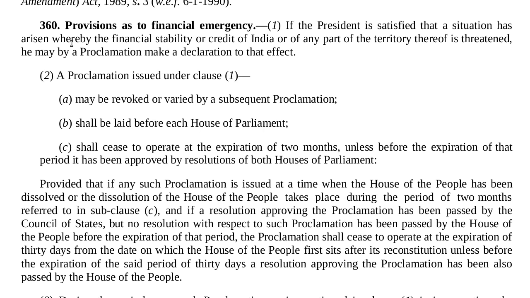Article 360. Provisions as to financial emergency. 1. If the President is satisfied that a situation has arisen whereby the financial stability or credit of India or of any part of the territory thereof is threatened, he may by proclamation make a declaration to that effect. 2. A. A proclamation issued under clause 1 may be revoked or varied by a subsequent proclamation. B. Shall be laid before each House of Parliament.